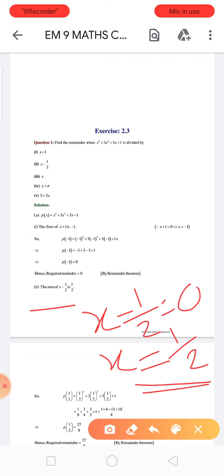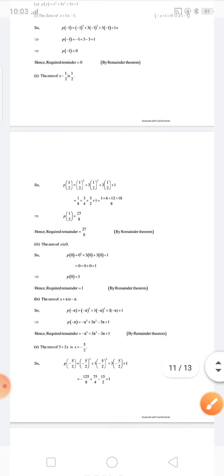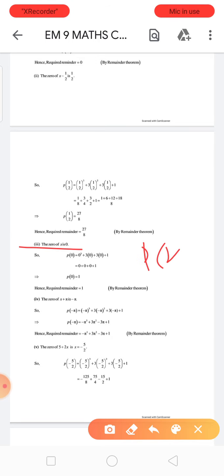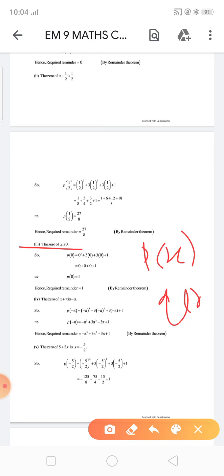For x = 1/2, substituting in our polynomial, p(1/2) = (1/2)³ + 3(1/2)² + 3(1/2) + 1. Simplifying, lastly we get p(1/2) = 27/8. Then by the remainder theorem, the required remainder is 27/8. In the third question, our polynomial is written in p(x) form and we divide this by x. So our q(x) is x.